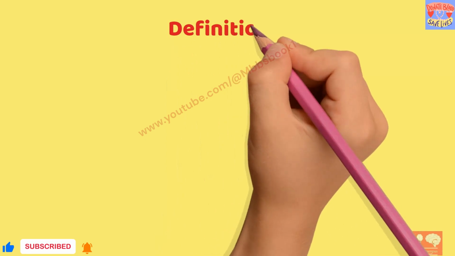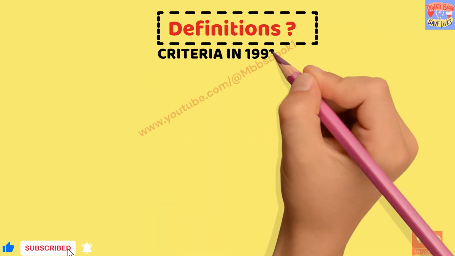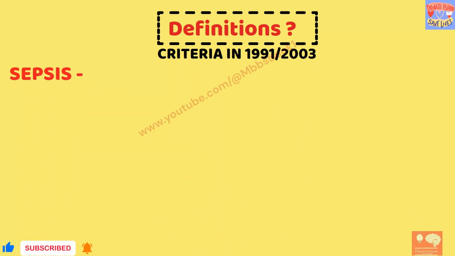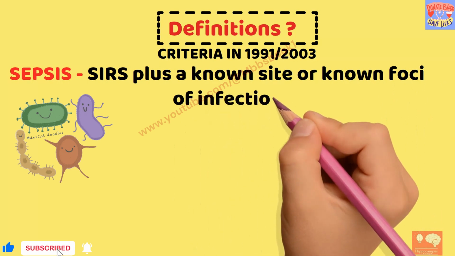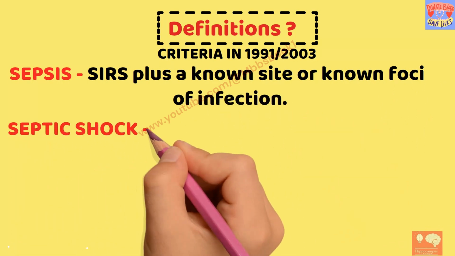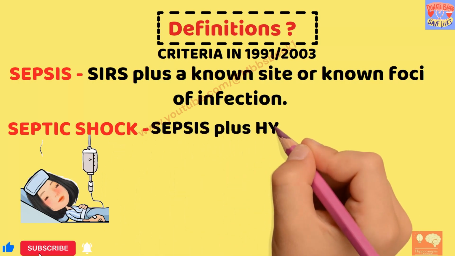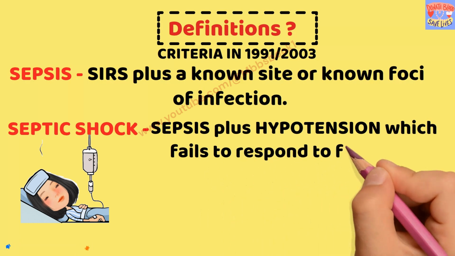Now, discussing the definition of sepsis. We will discuss the old definition first. So, sepsis is SIRS plus a known foci or known site of infection. Okay. Now, septic shock. Sepsis plus hypotension which fails to respond to fluids, that is septic shock.